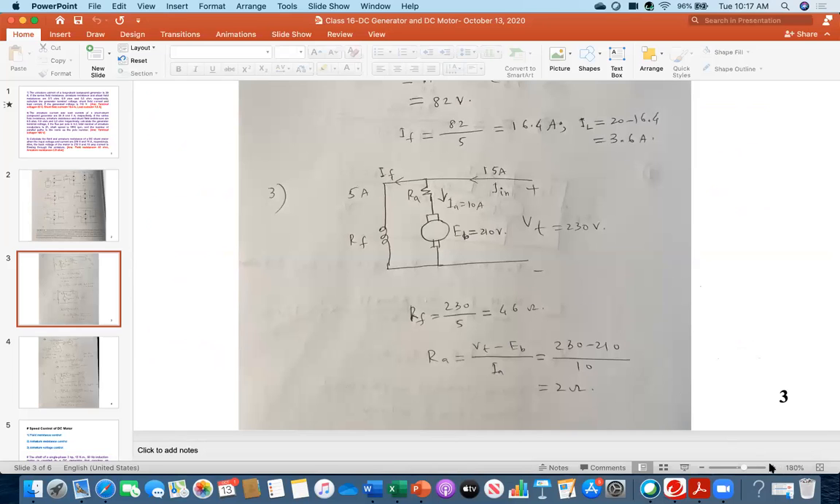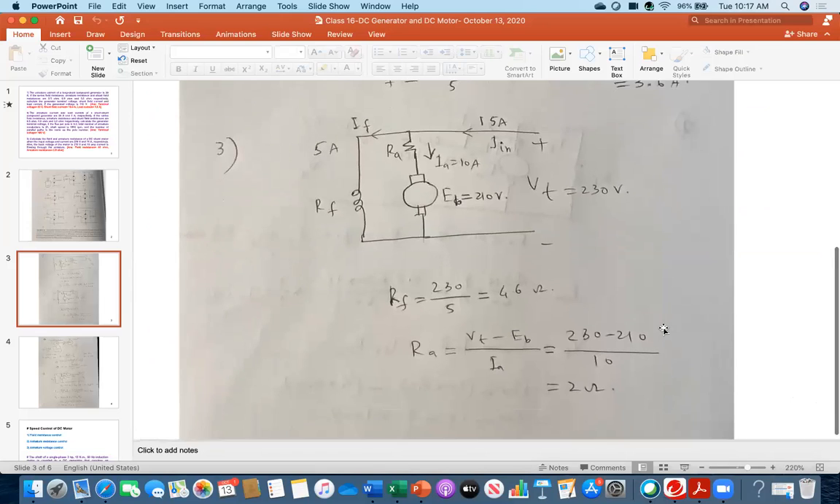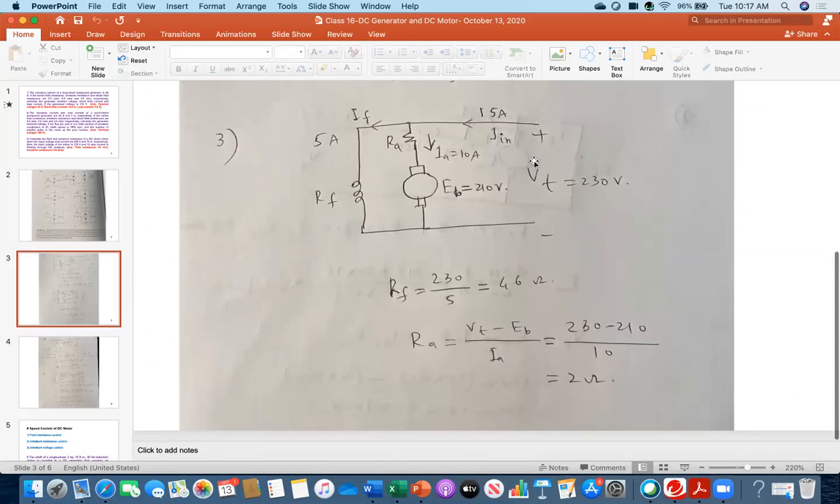This one, number 3. So you see my diagram: this is my applied voltage VT, 230 volt, and that 15 ampere is the input current, and 10 ampere is going to the armature. So back voltage is 210, and then 15 minus 10, so 5 ampere is going to the shunt field. Therefore, the applied voltage 230 appears between A1 and A2, which is the same across that field. That's why RF is 230 over 5, so 46 ohm.